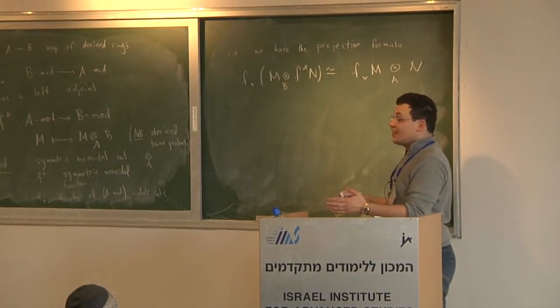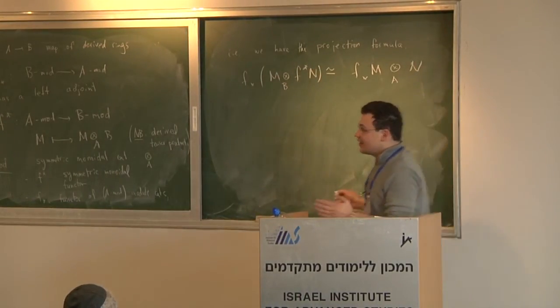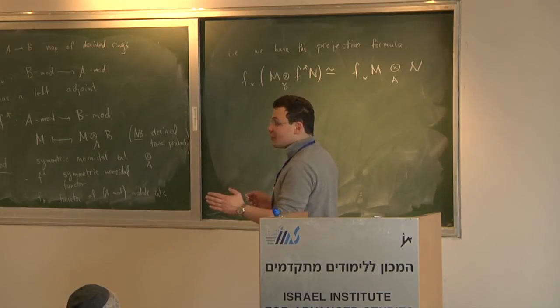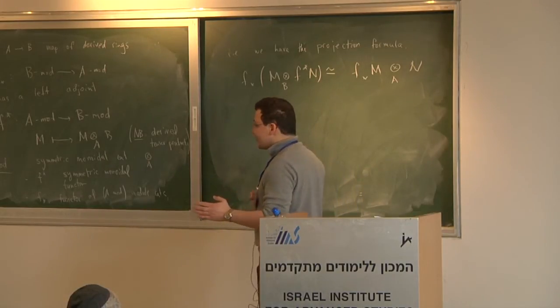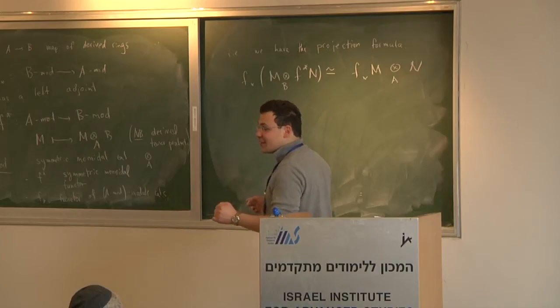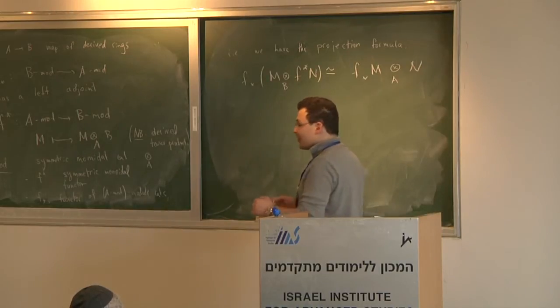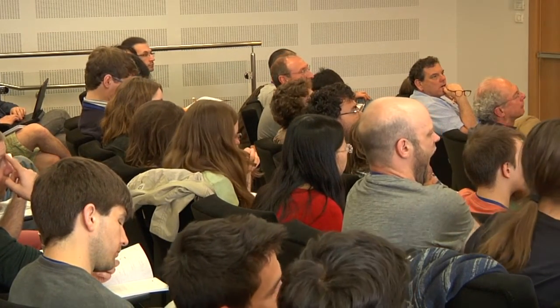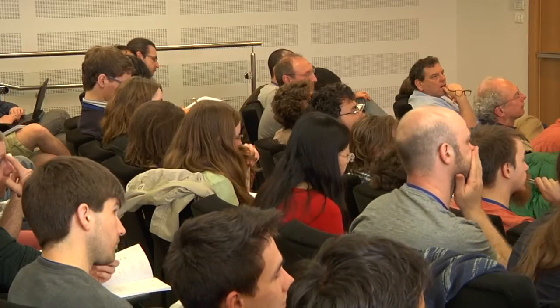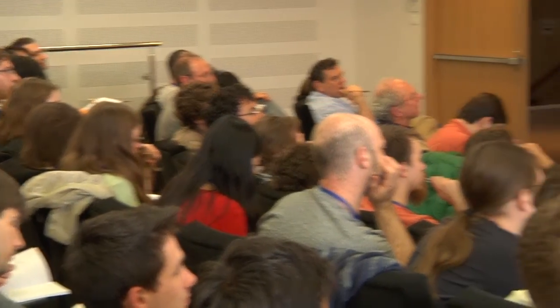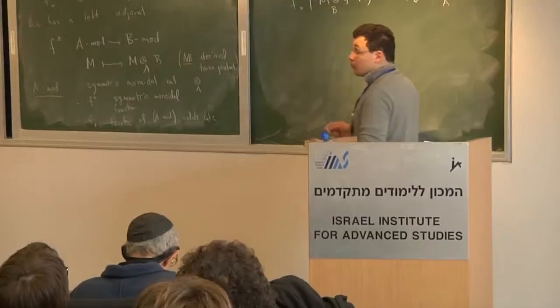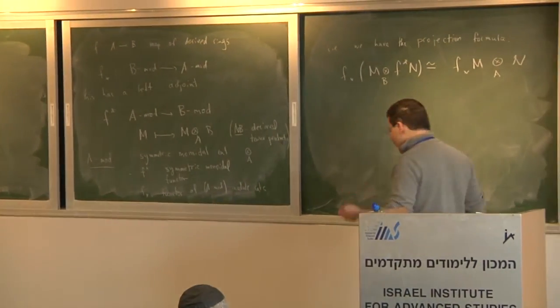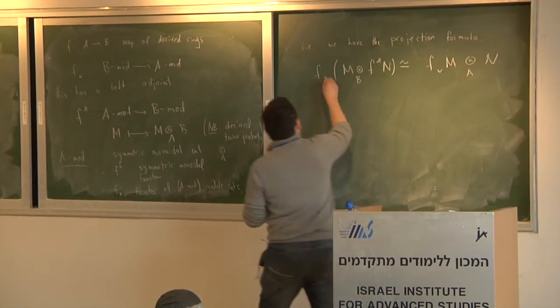Question? I see confused looks. So you mean it's symmetric because it's commutative in geometry? Yes, absolutely. Otherwise, well, if it wasn't commutative, there wouldn't be a tensor product that's internal to this category. You can tensor left A modules and right A modules and get a vector space. All right.